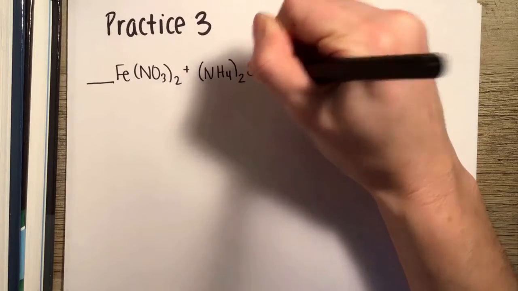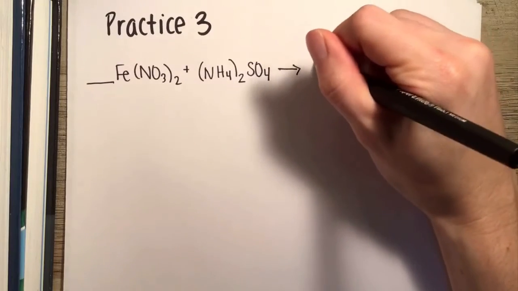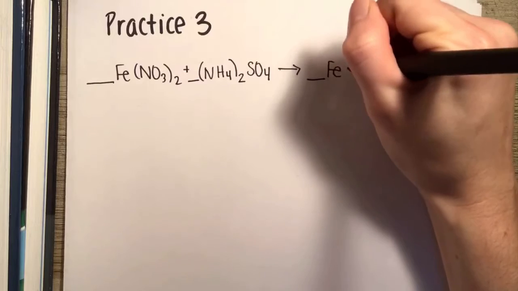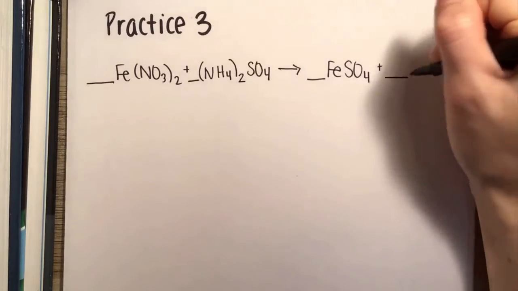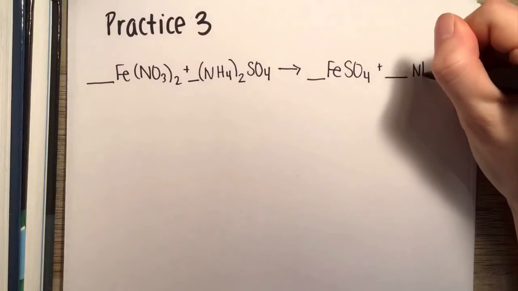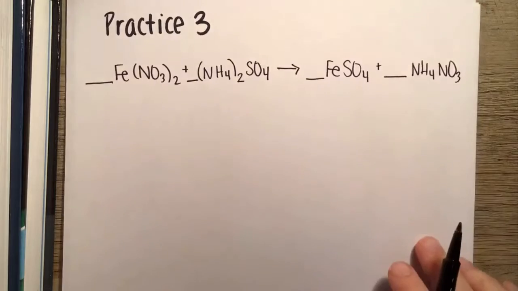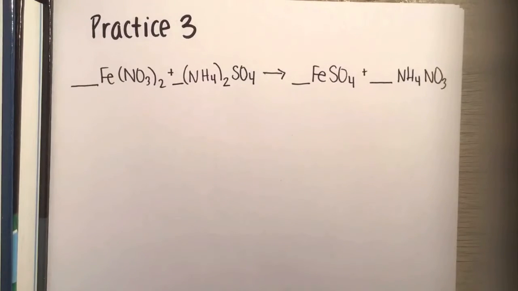So we have FeNO3 plus NH4 SO4 reacting to form FeSO4 plus NH4NO3. So it's iron nitrate plus ammonium sulfate reacting to form iron sulfate plus ammonium nitrate, another double replacement reaction. I'm going to start by listing my atoms or polyatomic ions so that I can count them.